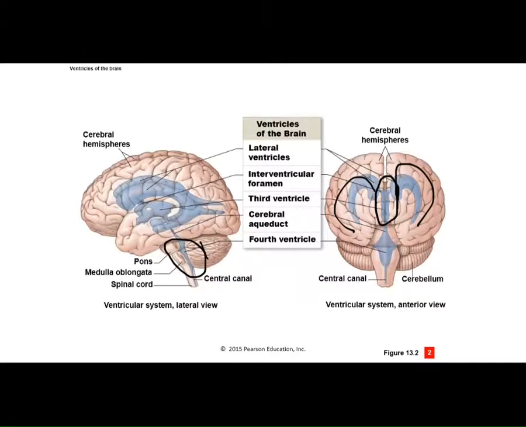And then those ventricles and the fluid within those ventricles is continuous with the cerebral spinal fluid that is going up and down the central canal of the spinal cord, as well as the fluid that is circulating around your brain that your brain is sitting in buoyancy in. Okay, so that's that CSF, that cerebral spinal fluid.